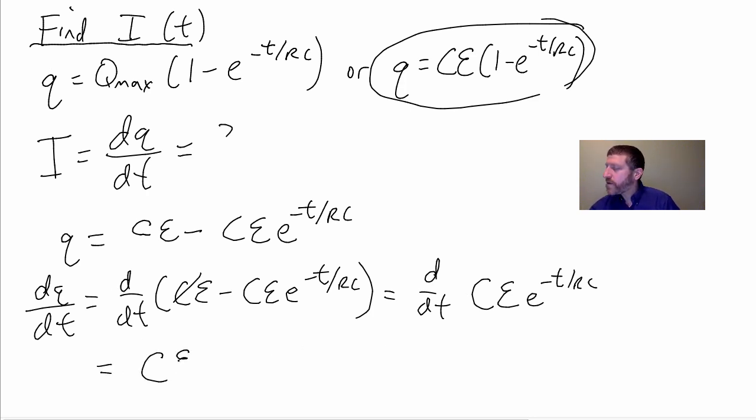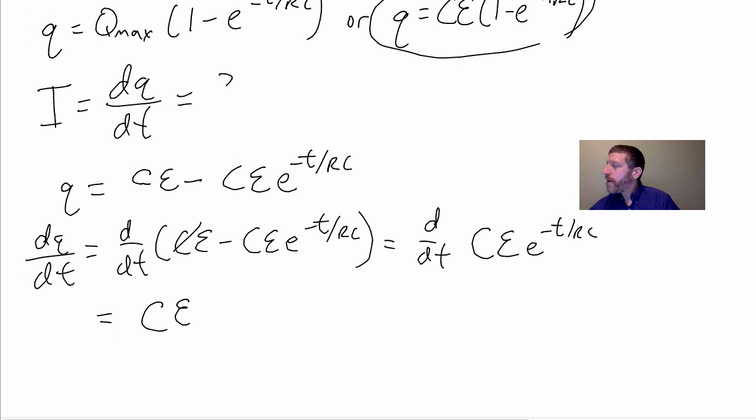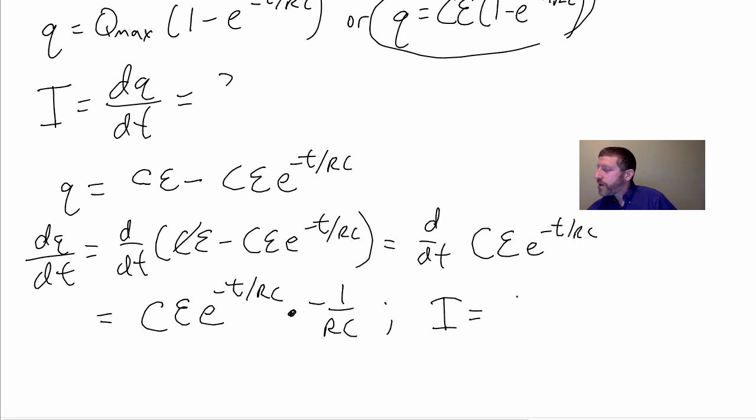CE remains our constant right there. And we still have this because the derivative of e to a function is just e to that same function, but we have to use the chain rule to take the derivative of what's up here, that thing right there. We take the derivative of that, and that's going to give us our correction factor of negative 1 over RC. So when we're all done with this, we have the current as a function of time equal to CE, negative over RC, times e to the negative t over RC.